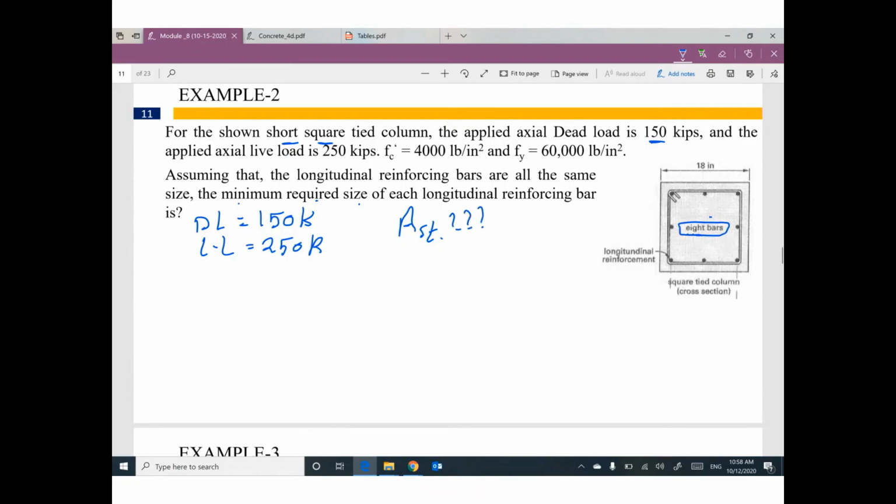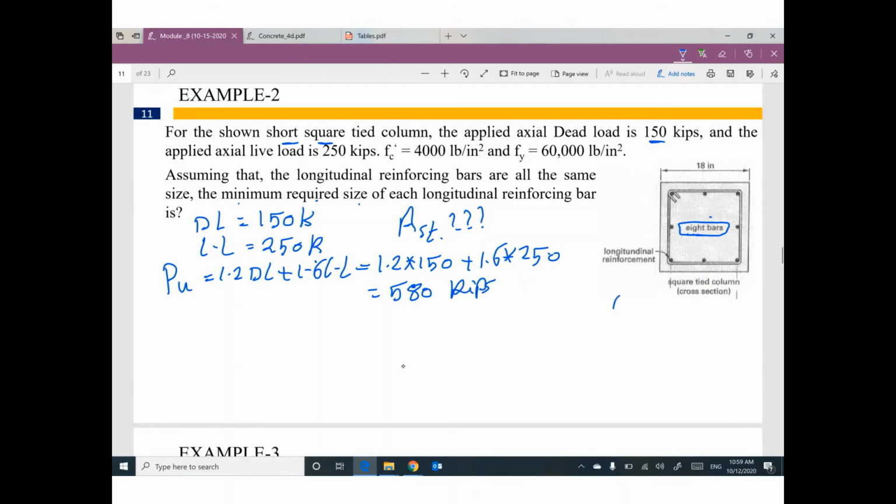Let's start. P ultimate equals 1.2 dead load plus 1.6 live load. So 1.2 times 150 plus 1.6 times 250 gives 580. Guys, remember, for design, P ultimate must be smaller than or equal to phi Pn. If you would like to design, I'm going to assume P ultimate equals phi Pn.